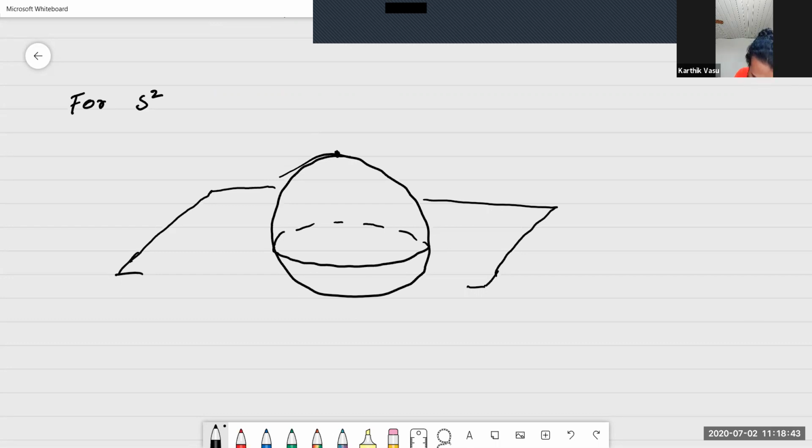So you take your north pole and draw a line through any point. It will hit the R2 plane only once. So then again, the mapping is similar for this place. The mapping will be like this.